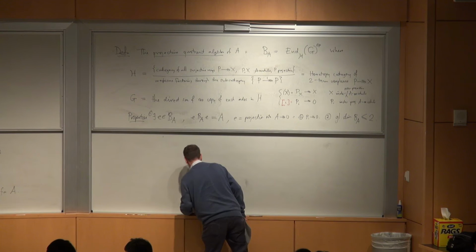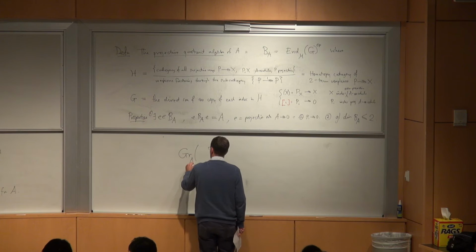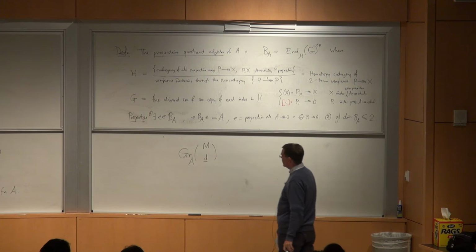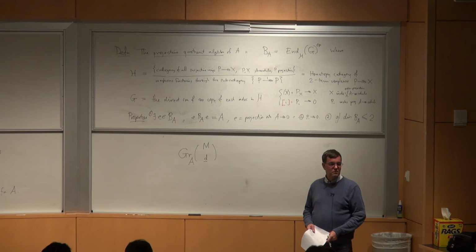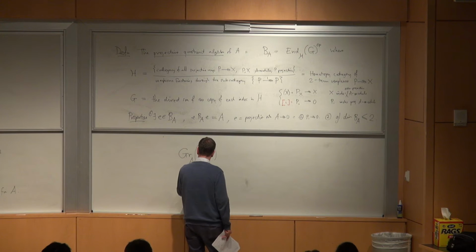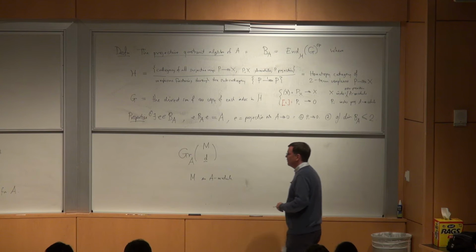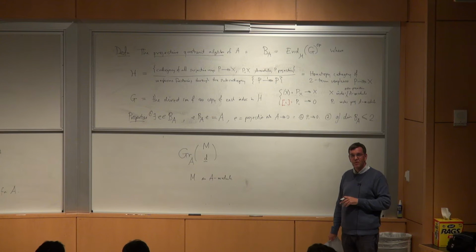Okay, and you can consider the Quiver Grassmannian for A, for some A module. It's the set of all d-dimensional submodules of M, where M is some A module. There's the Quiver Grassmannian. We'd like to know all sorts of things about Quiver Grassmannians. I know almost nothing. But we'll try and get a desingularization.